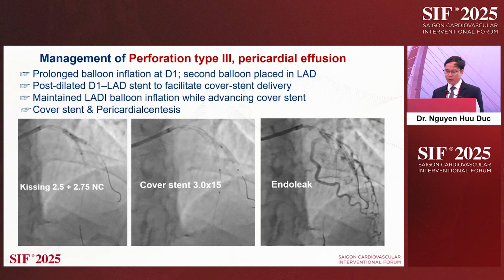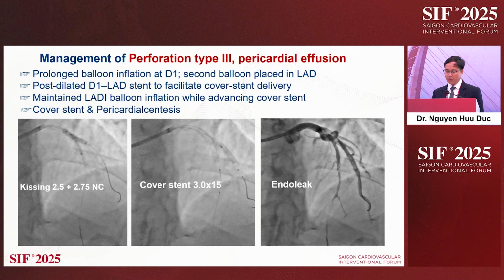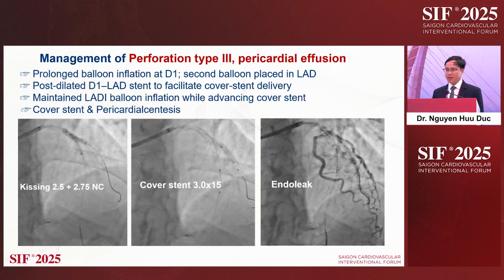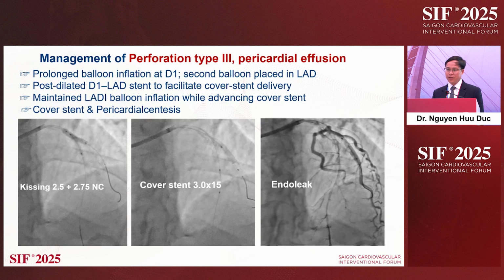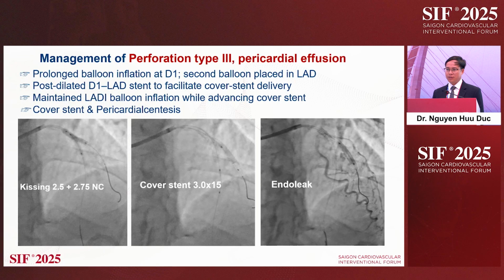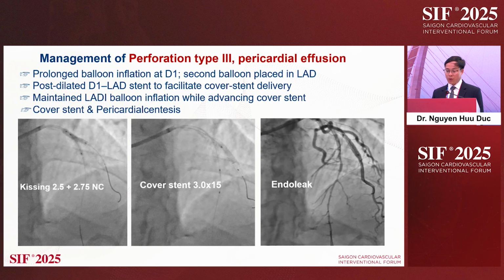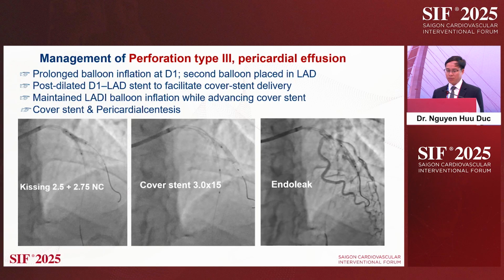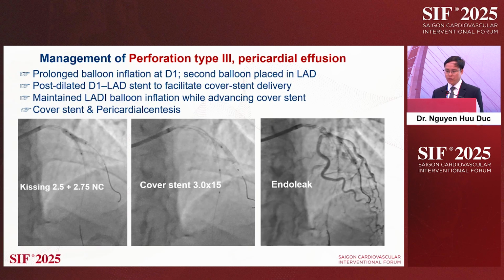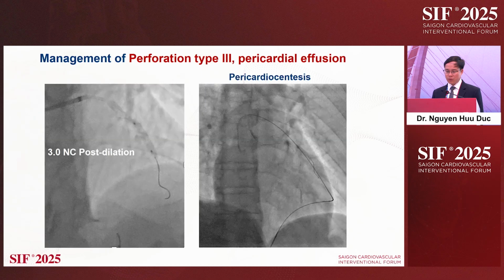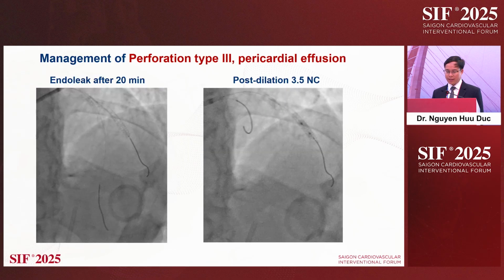And after 10 minutes, you can see here, we still have an endoleak because the balloon is 2.75, 3.75. We use the covered stent. The perforation is quite big for this vessel, but it is not a total occlusion. Then we need to do perforation for the covered stent and do pericardiocentesis at that time.